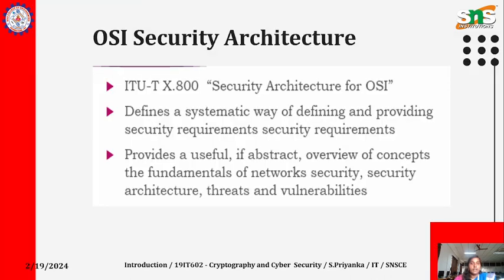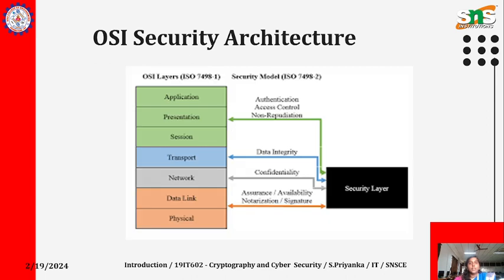The OSI security architecture was introduced by ITU as X.800, the security architecture of OSI. It mainly defines a systematic way of defining and providing security requirements. It provides a useful, if abstract, overview of concepts, the fundamentals of network security and security architecture, threats, and vulnerability. Next, coming to the OSI layers and the security layers, how they are connected.